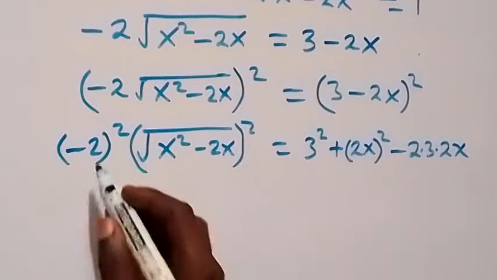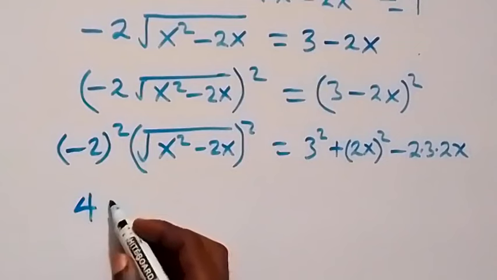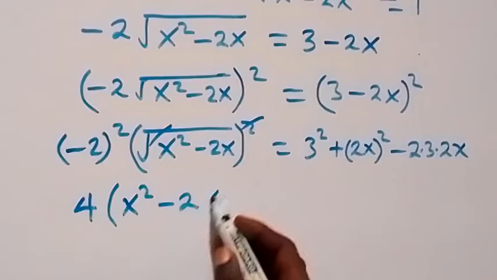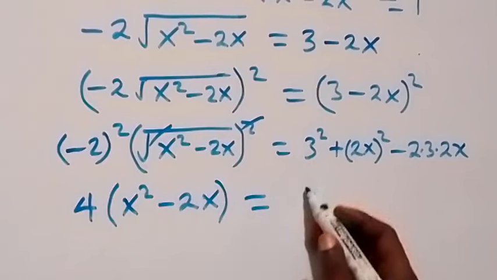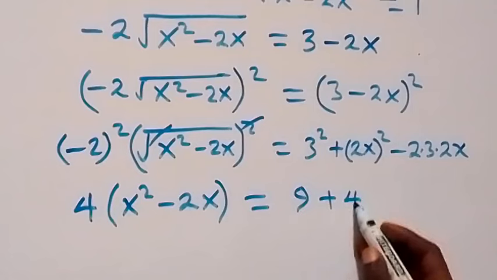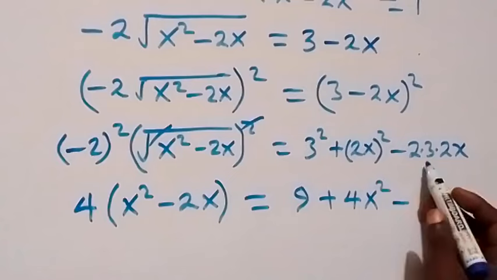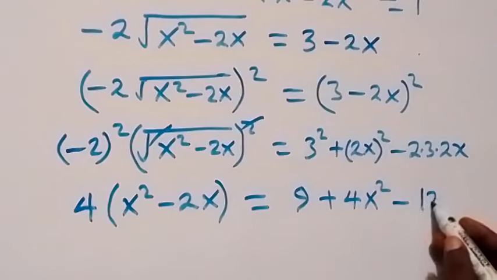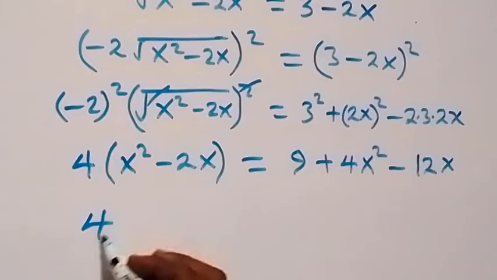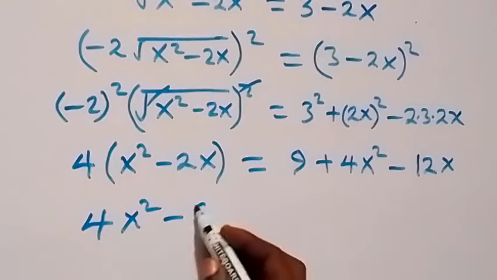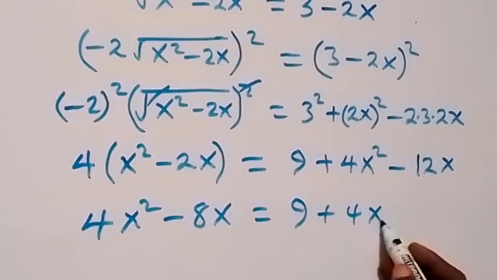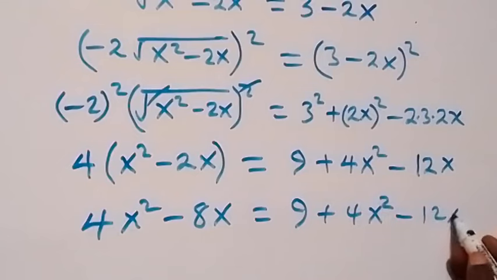Then here, what this one gives us, minus 2 square, that's 4. Then square here cancels square roots. We have 4 into bracket, x square minus 2x, which is equal to 3 square here, 9. Then plus here, we square 2, we square x, that is now 4x squared. Then minus here, 2 times 3 times 2, that is 12x from here. Then, also we can expand these brackets, and this gives us 4x squared minus 8x equals to 9 plus 4x squared minus 12x.